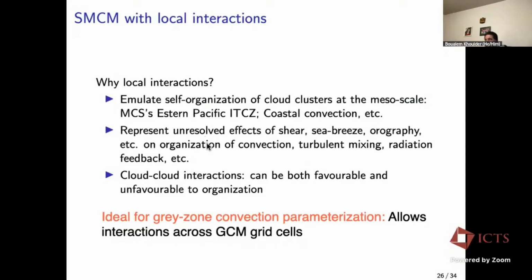But you can also look at cloud-cloud interactions, and which ones favor or disfavor organization of convection. This is mainly important if one looks at the gray zone, where you can have these convective systems go across GCM grid boxes. If you have a GCM grid box of about 20 or 50 kilometers, then the systems can actually propagate from one GCM box to another. So it's important to have this local interaction so you can capture those.